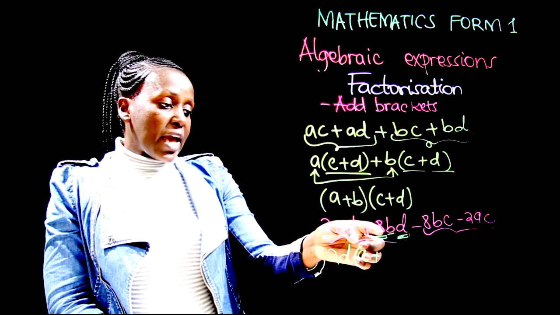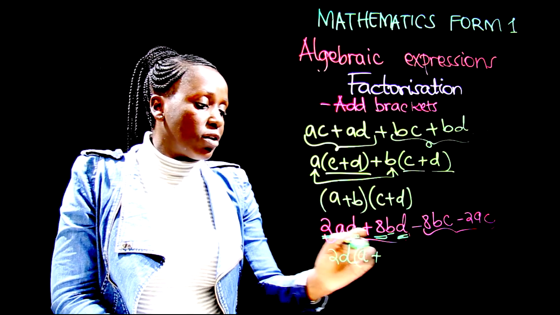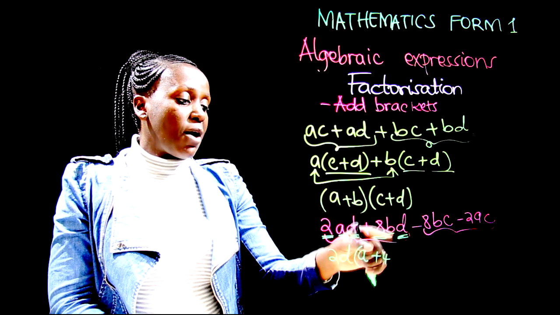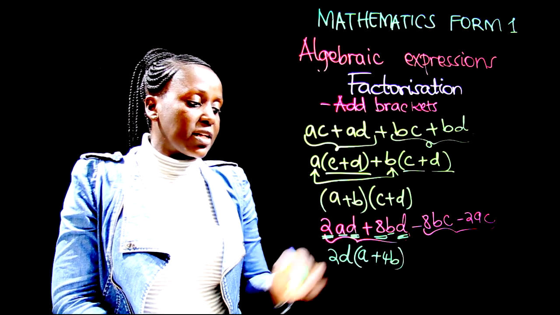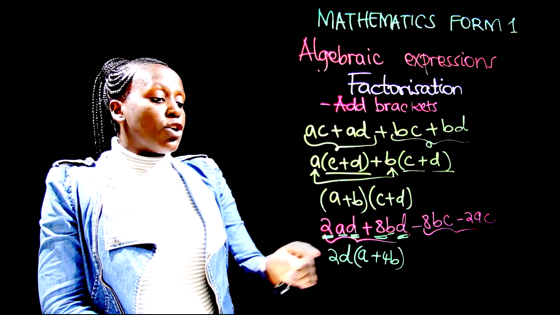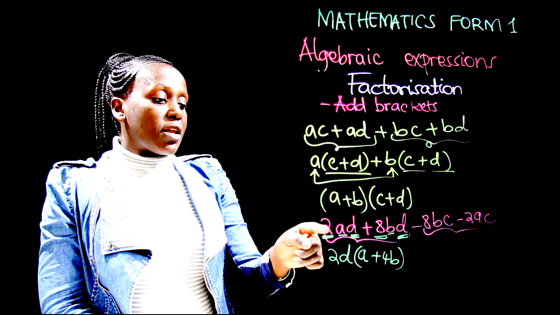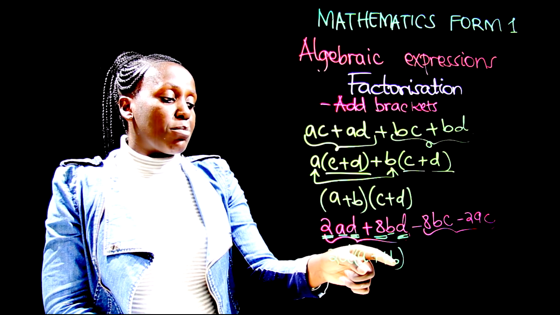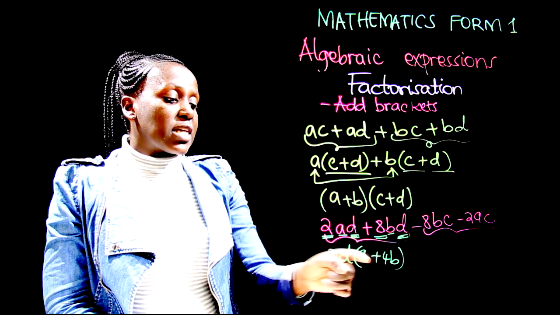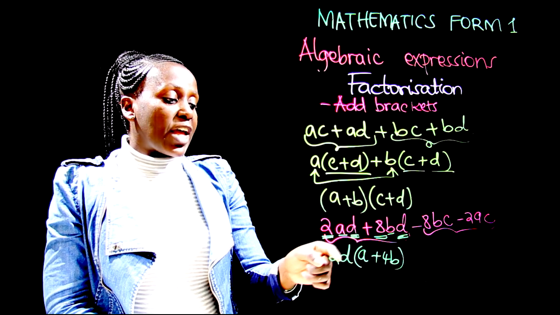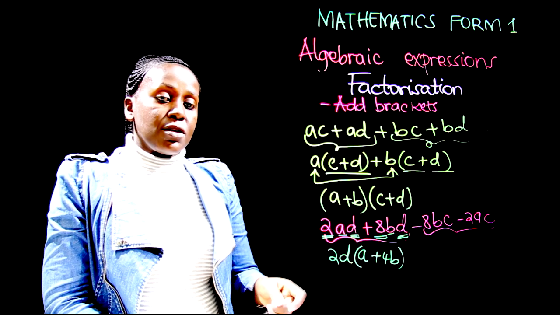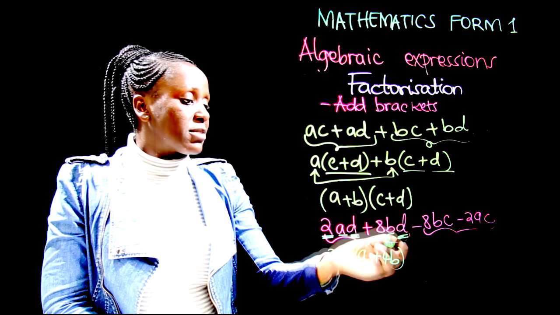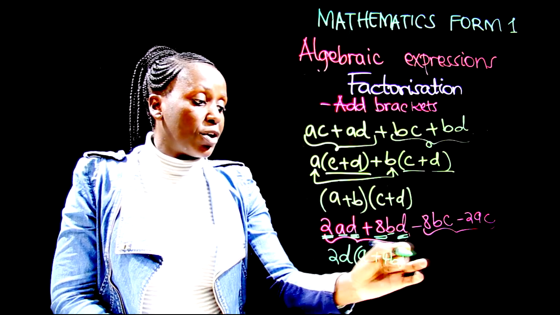Plus 8 divided by 2 is 4. And then since we have B outside the bracket, we will now have B inside the bracket. Remember to test. 2D times A will give you 2AD. 2D times 4B will give you 8DB or 8BD. So we are okay.